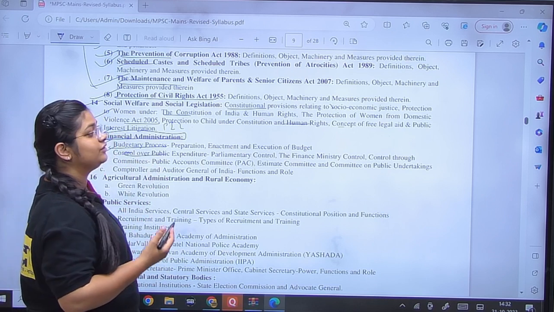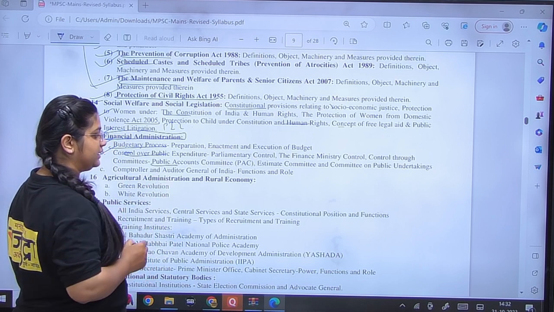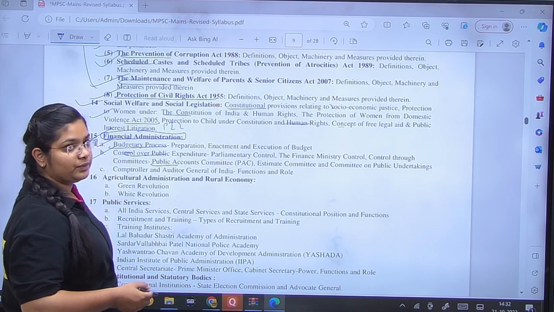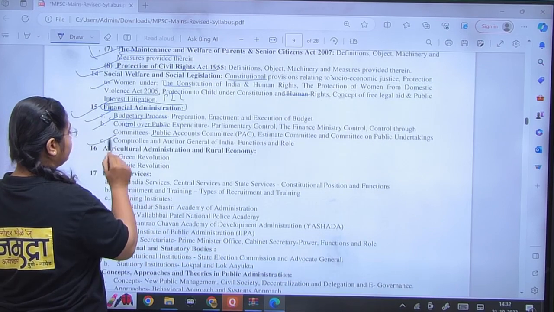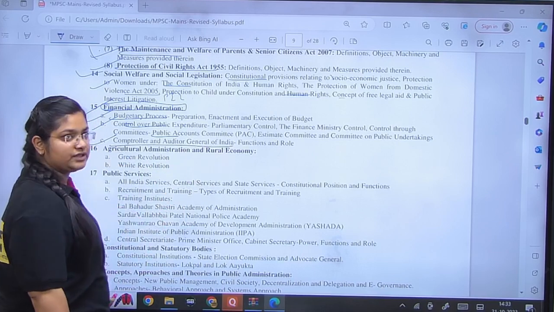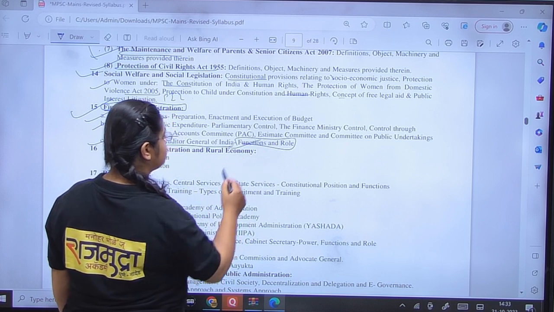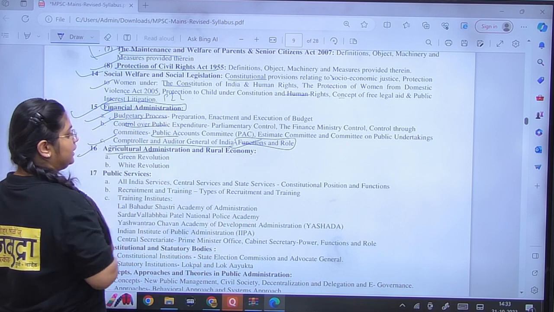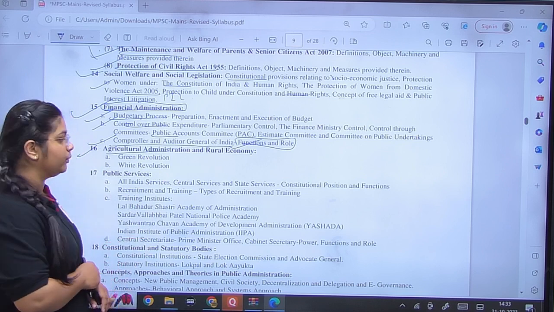Parliamentary control, the finance ministry control, and the control through committees like the Public Accounts Committee, Estimates Committee, and Committee on Public Undertakings, and CAG. What is CAG? Comptroller and Auditor General of India, its function and its role. Okay. Next point in our syllabus is agricultural administration and rural economy.